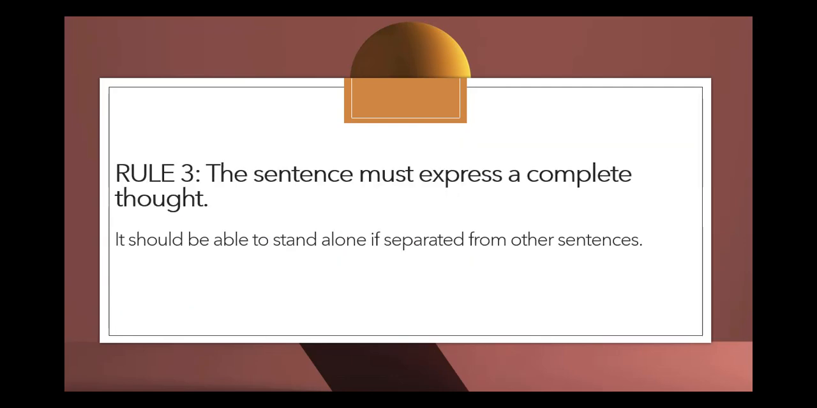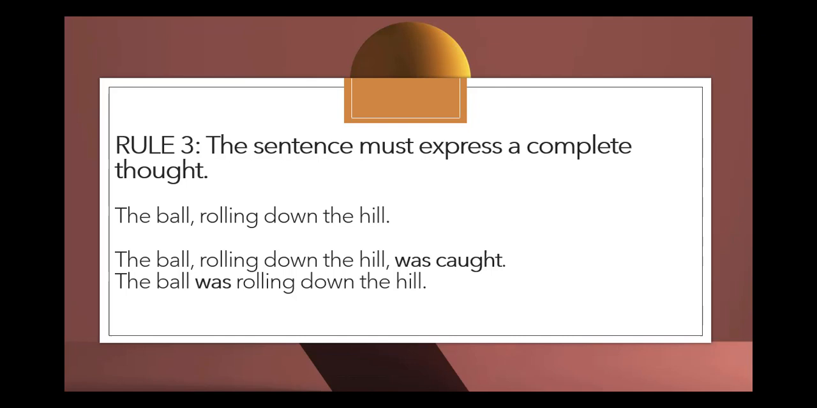So rule number 3 is that every sentence must express a complete thought. It should be able to stand alone if separated from other sentences. So here's a few examples. This one's easier to explain if I show you some sentences that have errors in them.